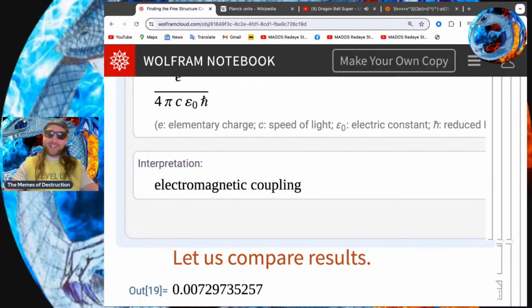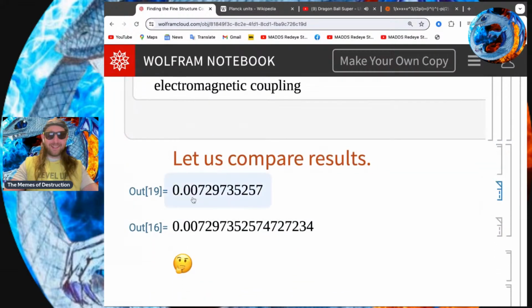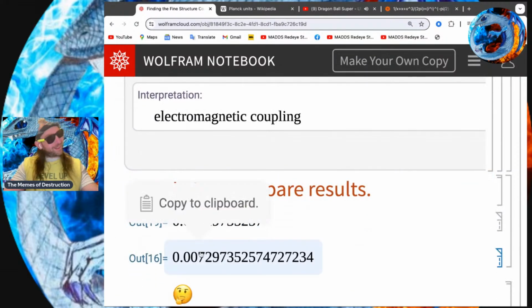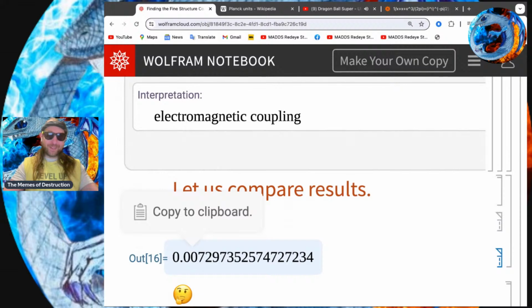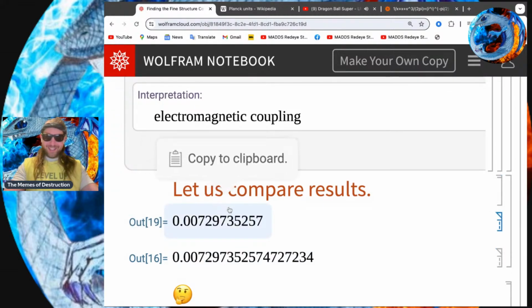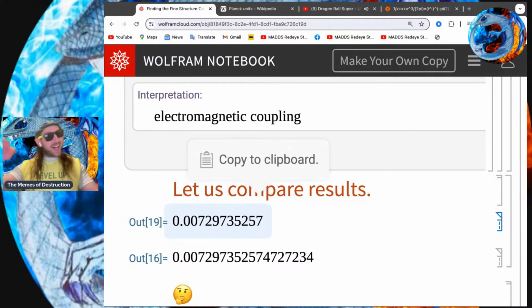Interpretation, electromagnetic coupling. All right. Let's compare the results. This is the fine structure constant that we have right up here. Okay. This is the result when we just did 1 over element, the amount of quantized electron charges in the Planck charge. We got 007, we got 29, 73, 52, 57. And again, some folks say it's like 65 or this or that. Over the years, it's gone up and down. So we want to be open and transparent about that.